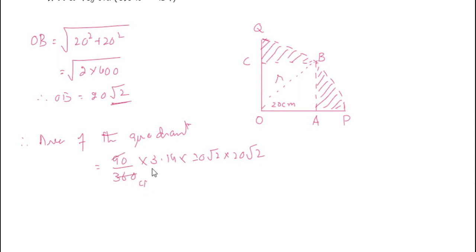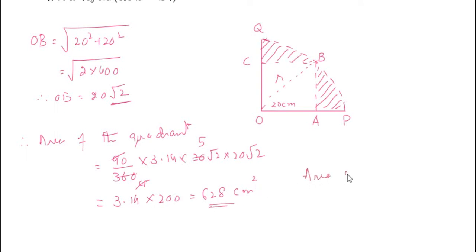This is 4, this is 5, so this is 3.14 into root 2 into root 2, 2 into 5, 10 into 20, 200. This is 628 centimeter square.